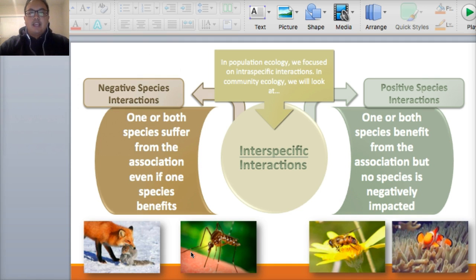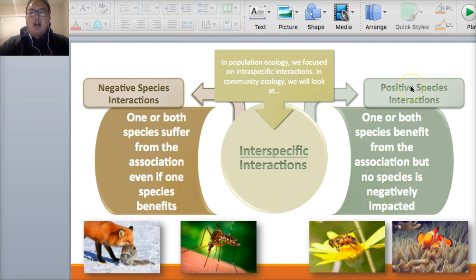These can be either negative interactions or positive. Negative meaning that one or both suffer from the association, even if one species benefits. So, for example, a fox eating its prey. That's what you call a negative species interaction. Even though the fox is getting something out of it, that's considered a negative species interaction.